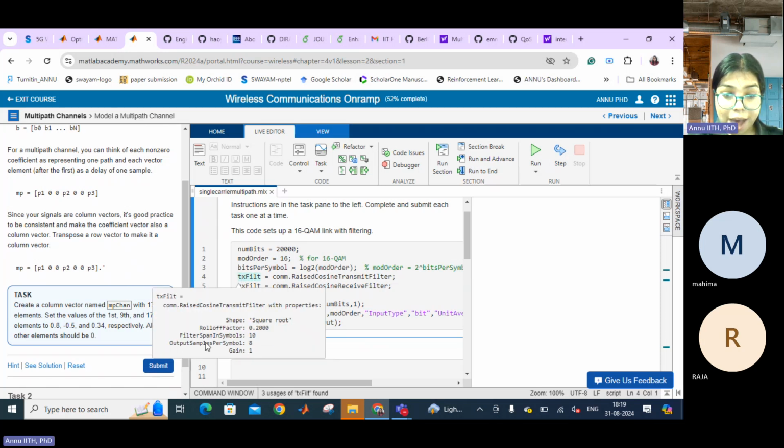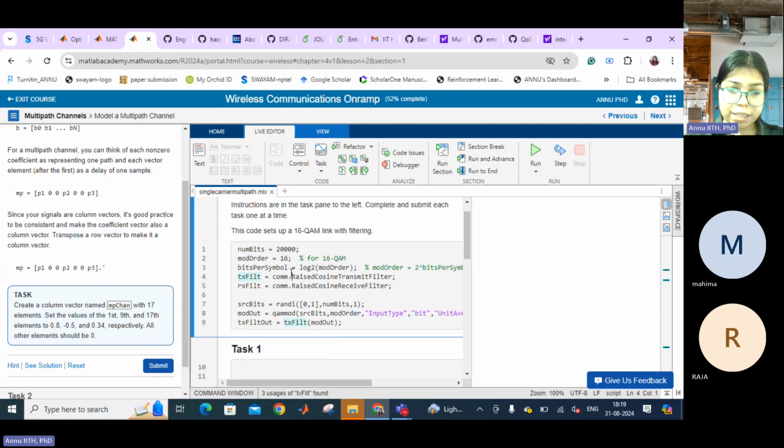So you have upsampling, output samples per symbol. The roll-off factor was the same, filter span in symbols is 10, and gain we have considered as 1. So in both the cases, we consider gain as 1, but we can consider different gains as well. Source bits we have generated with randi.